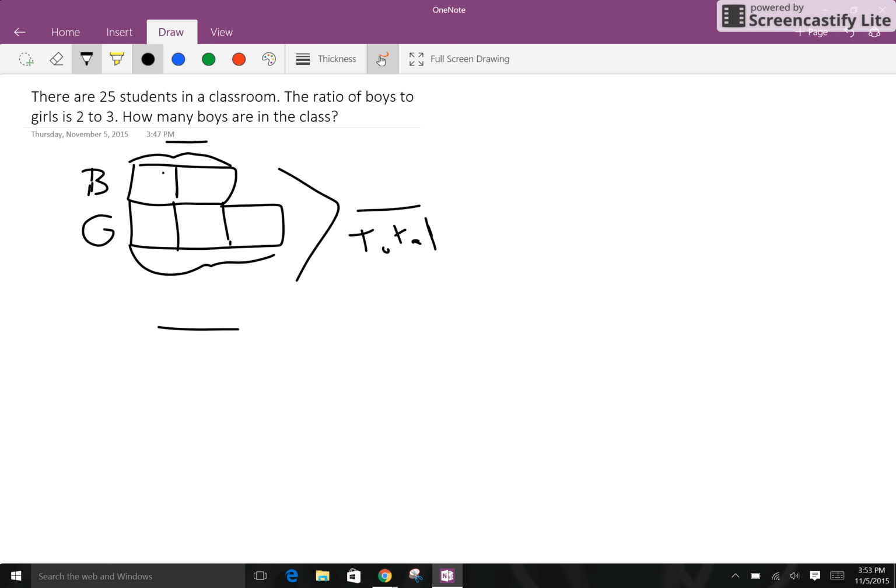So if you're looking at this, then if it says there are 25 students in the classroom, you have to figure out, okay, where is that 25 going to go? And that 25 is going to go over here. So 25 goes there. Now you have to figure out, okay, what's going to go in each box? You have 5 total boxes to get to 25. So you do 25 divided by 5, and you end up at 5 in each box.